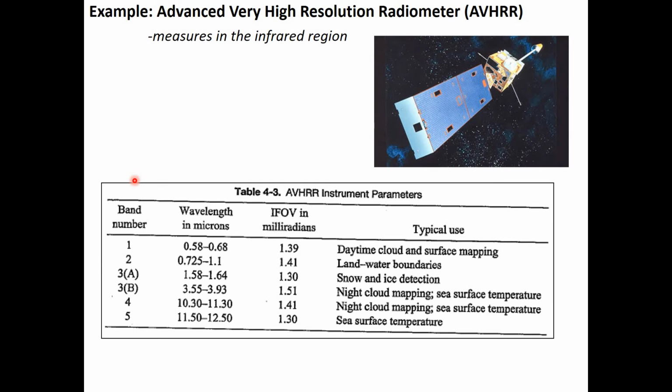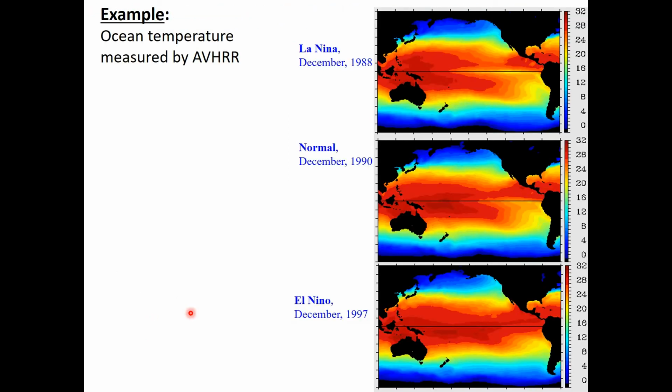A quick example of a satellite that does this is the Advanced Very High Resolution Radiometer. It collected a few bands in the visible and near infrared, and then collected these two bands, 4 and 5, out in that key far infrared zone. This was an incredibly important mission for mapping ocean temperature. It was able to create global maps of ocean temperature fairly frequently.